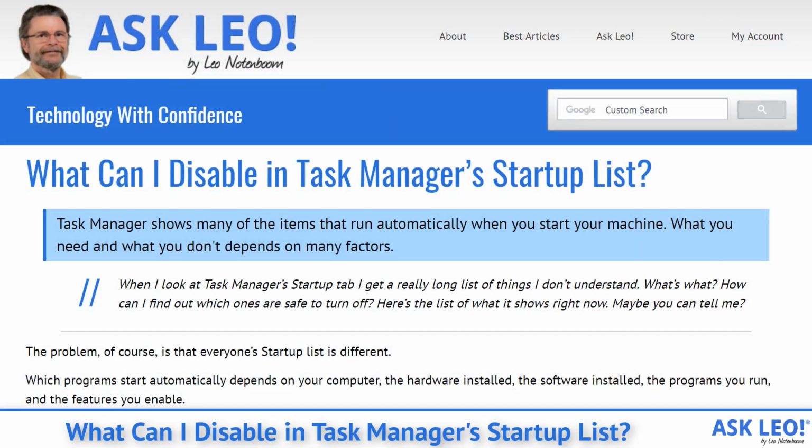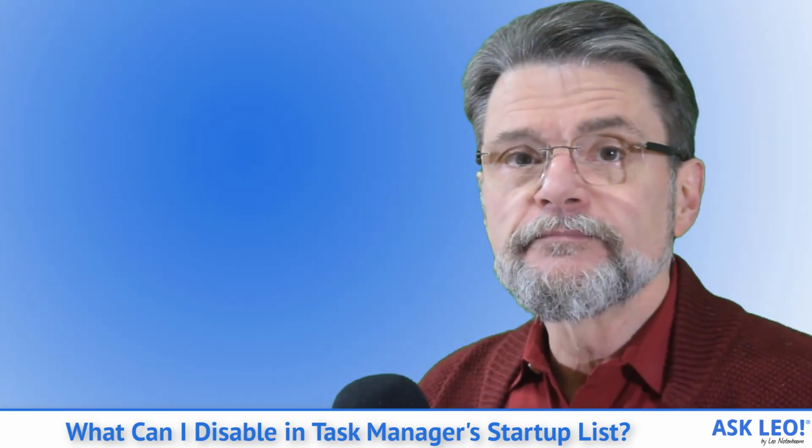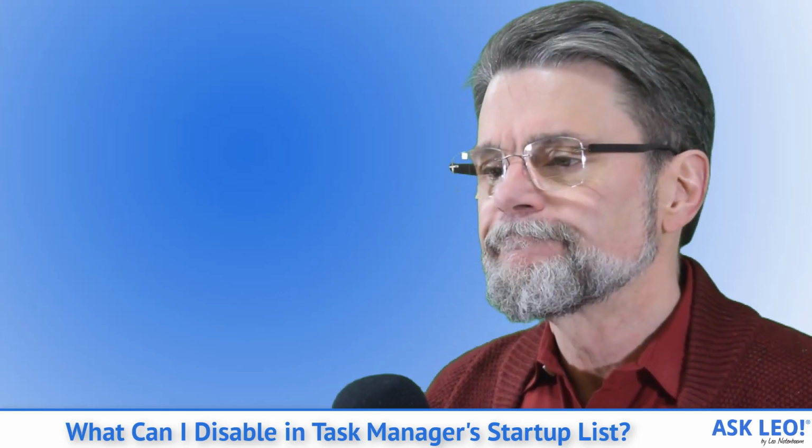What can I disable in Task Manager's startup list? Task Manager shows many of the items that run automatically when you start your machine. What you need and what you don't depends on many factors. I'm Leo Notenboom. This is AskLeo.com.